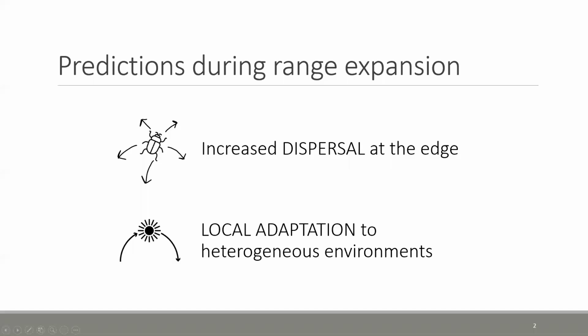Evolutionary theory makes some predictions about how populations will evolve during range expansions. First, we predict that dispersal ability will increase at the edge of the range expansion. And second, that local adaptation will occur during range expansions to heterogeneous environments.